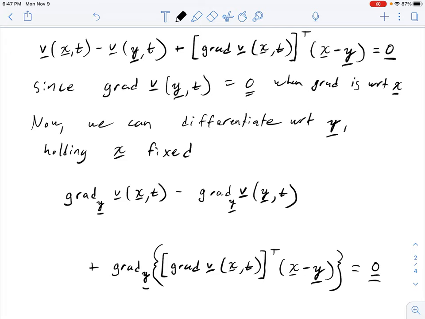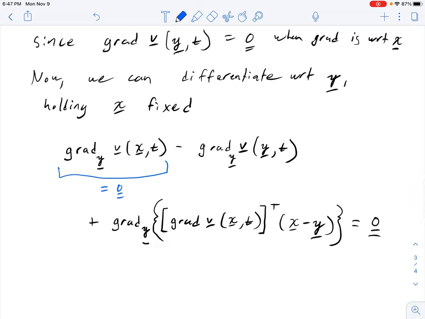Well, x is fixed, so this is equal to zero. And this here is independent of y, so its gradient is zero. So when we apply the product rule to the whole thing, we actually only end up with the constant this times the gradient of this with respect to y.